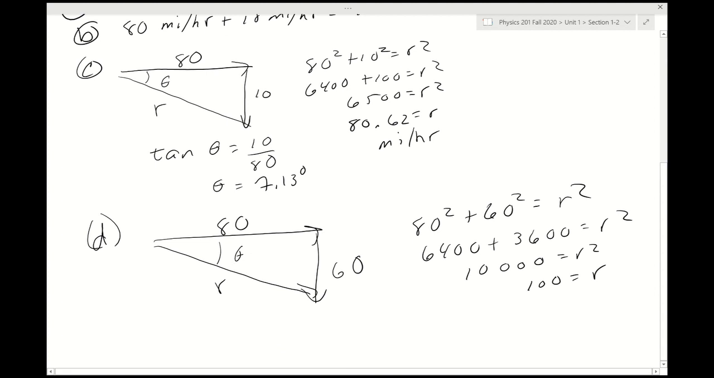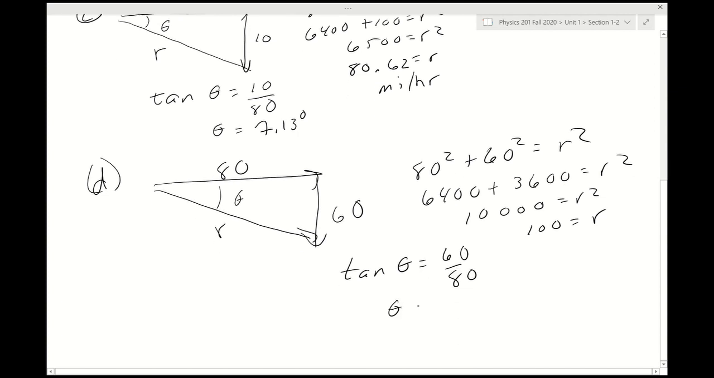And my angle, still using tangent, but in this case it's 60 over 80. So my angle is going to be much larger this time. It's going to be about 36.9 degrees.